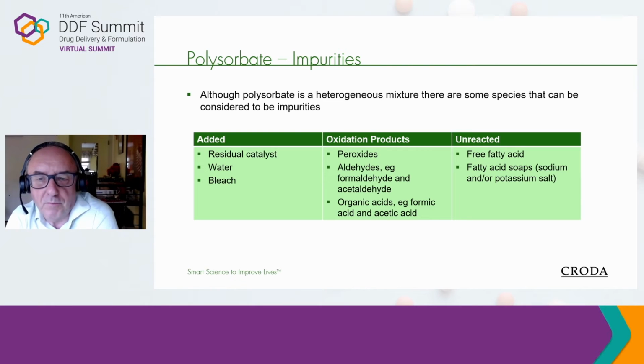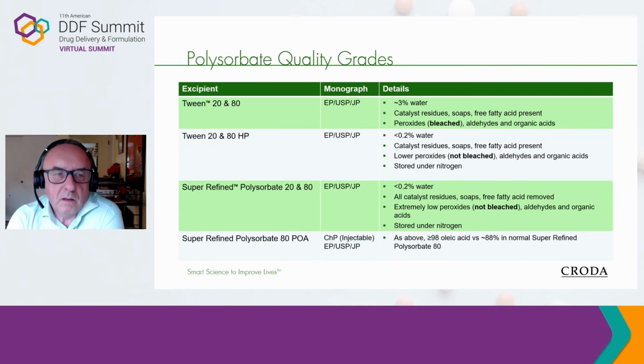And then finally, we have unreacted species such as free fatty acids and soaps, which are typically soaps, as I say, from the fatty acids, but with sodium or potassium salts of these. It's worth noting that various grades of polysorbates can be differentiated in terms of the relative levels of these impurities. The standard pharmacopoeial grade is bleached, contains around 3% water, residual catalysts, soaps, free fatty acids, and oxidation products, such as peroxides, aldehydes, and organic acids.